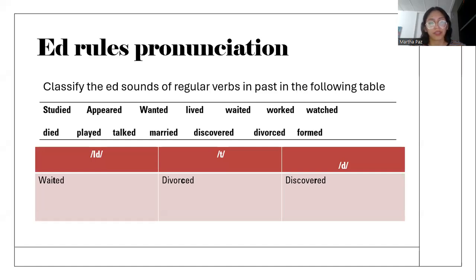Then we have the controlled practice, where students classify the ED sounds of verbs. In order to apply the information they stored in the previous stage, students classified ED sounds of new verbs in past using a chart. This exercise was chosen in order to provide them a noticing stage. After they finished, we checked every verb and made the corrections.